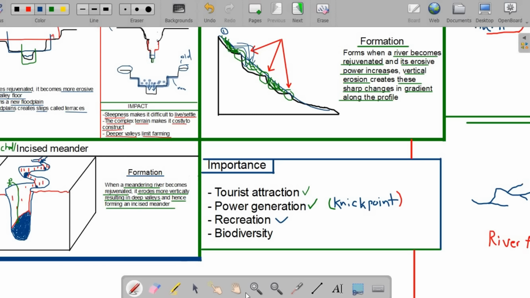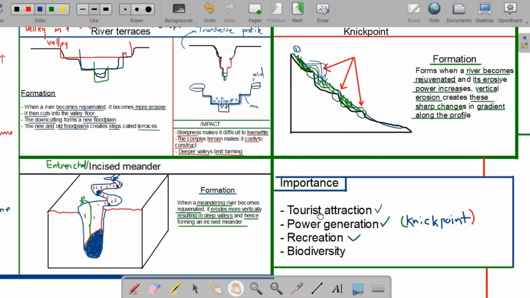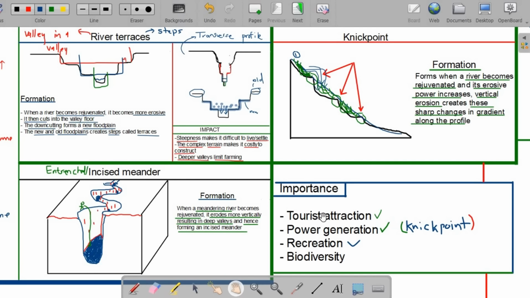Recreation. Okay, so these are beautiful. So these are areas where people can go and relax and have fun. So that has a positive social impact.